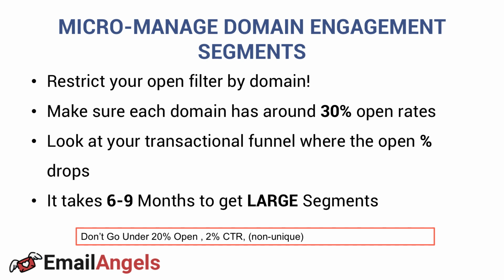You've probably heard this before: restrict your open filter by domain. I like to keep my open rate at 30%. So let's say for Gmail, everyone has opened the email within the last 30 days, and if I get a 20% open rate, I will change that to everyone who has opened in the last 15 days. And when I get a 40% open rate, I will loosen it up to 30 days.